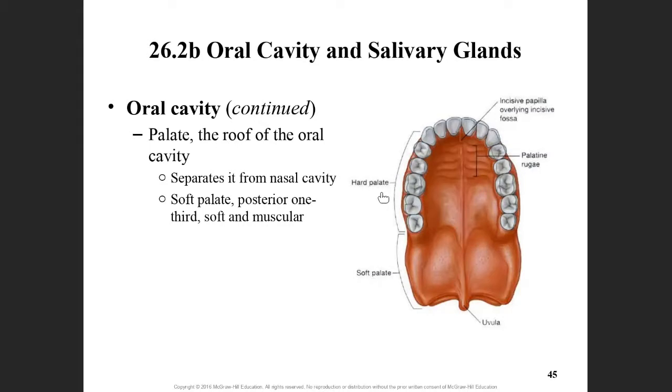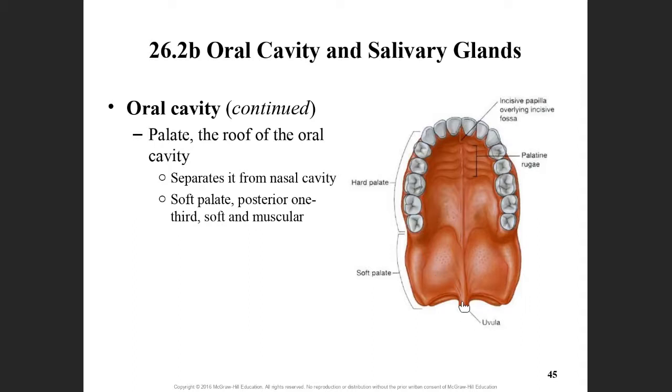You know that your hard palate is composed of two bones. We have the horizontal plate of the palatine bone and the palatine process of the maxilla, which make our hard palate. And as I told you, the soft palate is composed of muscle and the mucous membrane.